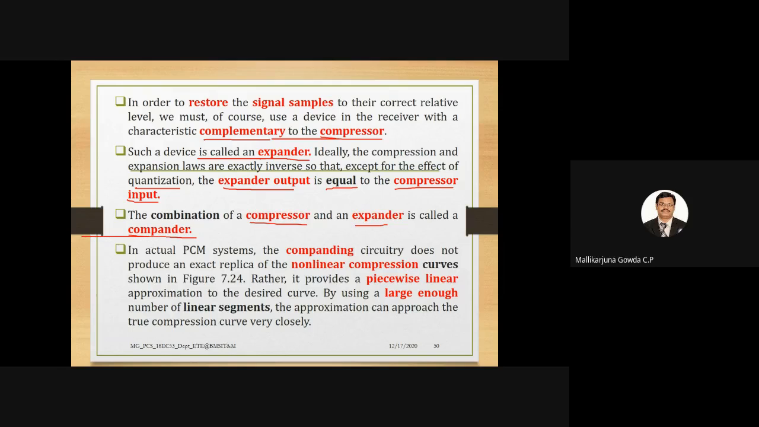Okay, what he says is that in actual PCM systems, the companding circuitry does not produce an exact replica of the nonlinear compression. What we were discussing, what we have shown in the curve, provides a piecewise linear approximation to the desired curve. By using a large enough number of linear segments, the approximation can approach the true compression curve very closely.